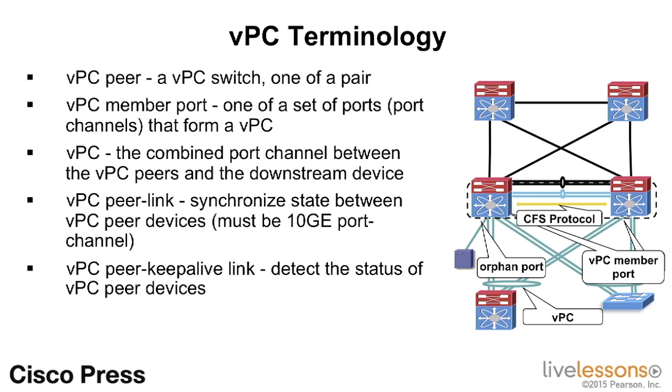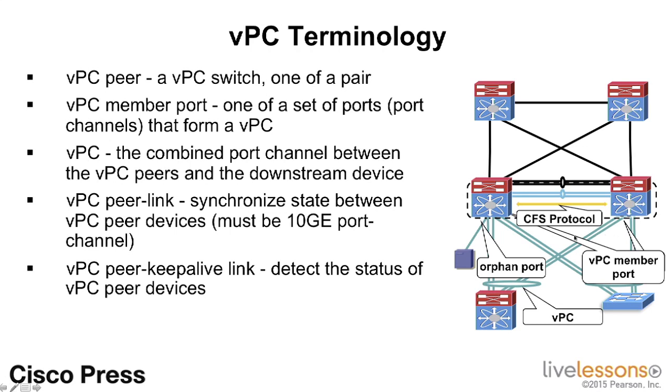This VPC peer link synchronizes the state between VPC peer devices and must be at least a 10 gig port channel. This link is also used to forward certain types of traffic, unicast traffic in the event of a failure, which we'll talk about later. It forwards multicast and runs the CFS protocol, which I'll talk about on the next slide.